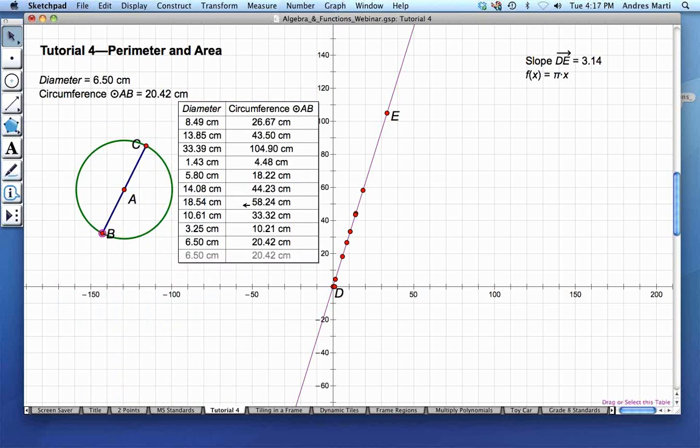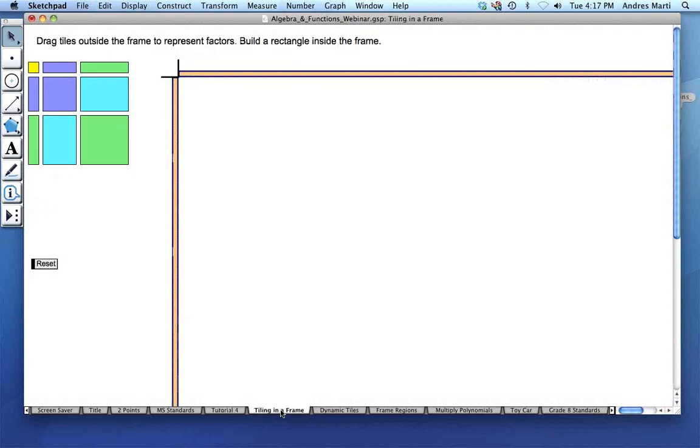And remember that everything I've done so far, step by step, is explained in tutorial number 4 with embedded videos. So I don't want to spend too much time. We do lots of webinars that are about fundamental constructions in Sketchpad, and I want to really focus more on the bigger ideas of algebra and functions in this webinar. Okay, so I'm going to go to another model now.